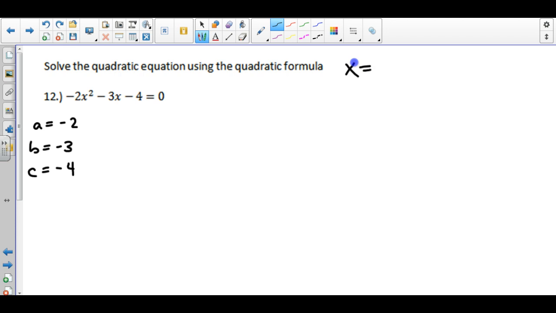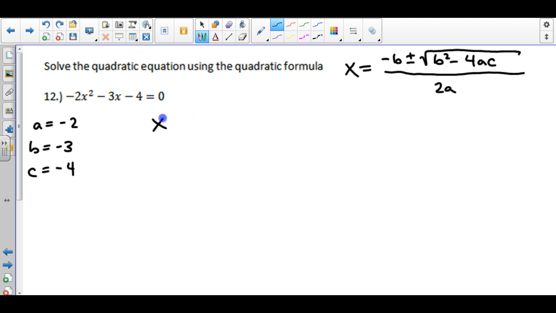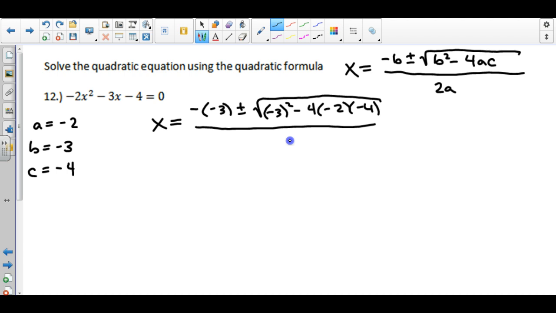So just to refresh your memory, I'm going to write the quadratic formula up here, which is opposite b plus or minus the square root of b squared minus 4ac, and all of that is over 2a. And now I'm just going to start substituting values in. Nothing special at first. I'm just going to copy things over. So the opposite of b is negative 3, plus or minus the square root, and I'm going to put it in parentheses again, b squared minus 4 times a times c. And all of that is over 2a.